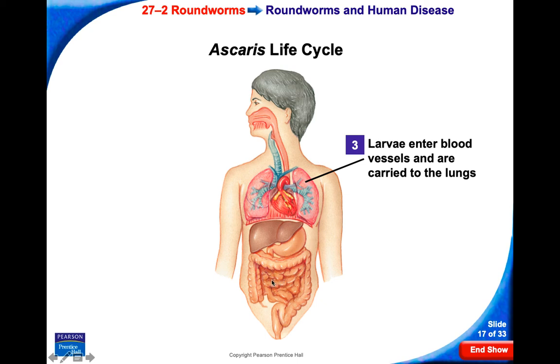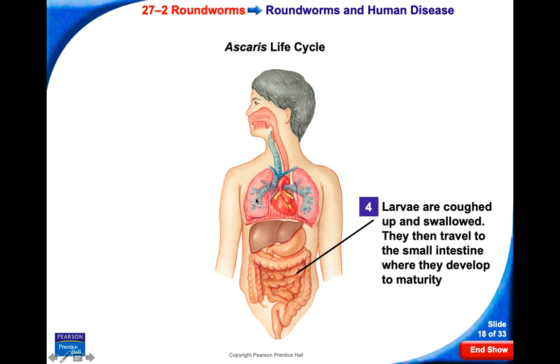So the way that they do that is they'll burrow through the walls of the intestines, and there are blood vessels feeding the intestines. And so these larvae will enter those blood vessels and make their way through the circulatory system and find their way to the lungs. And in the lungs, they end up in the lung tissue, and then this individual coughs up those larvae.